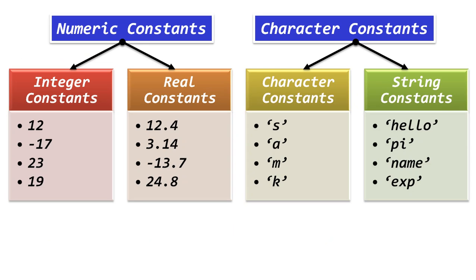Real constants: inside real constants, you can place the value in decimal, 12.4, 3.14, minus 13.7, positive or negative, any value, 24.8. And then character constants. Character constants are of two categories. One is character, only a single alphabet, and the second one is string constants. String is basically the combination of characters: hello, pi, name, exp. These are the contents.